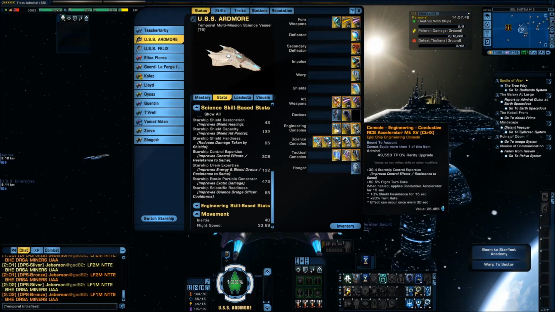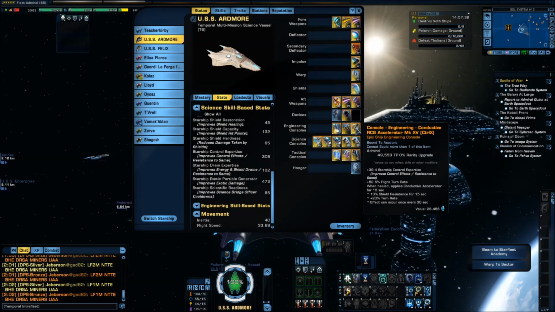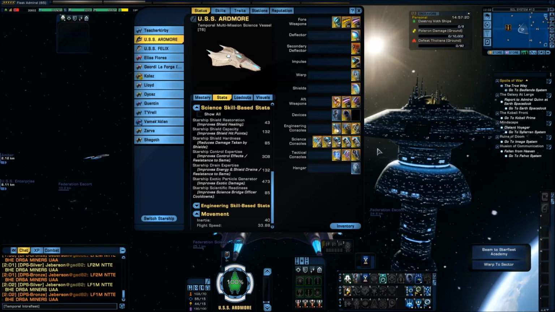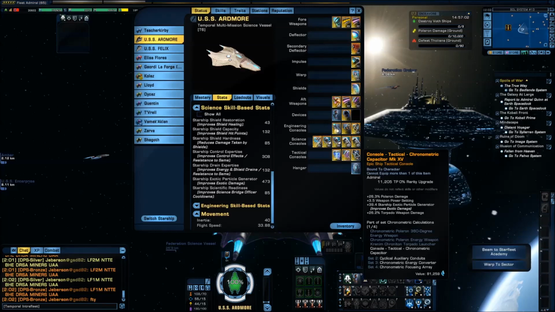Then I have the conductive RCS. This gives me turn rate, shield resistance and extra turn rate when I am healed, as well as, because it has the Control X modifier, control expertise. Okay, now those are your standard consoles. Oh, I forgot this one. And then the chronometric capacitor, this comes from running Time and Tide. It gives me some Polaron damage, weapon power setting, and 39.4 exotic particle generator, as well as some torp damage.